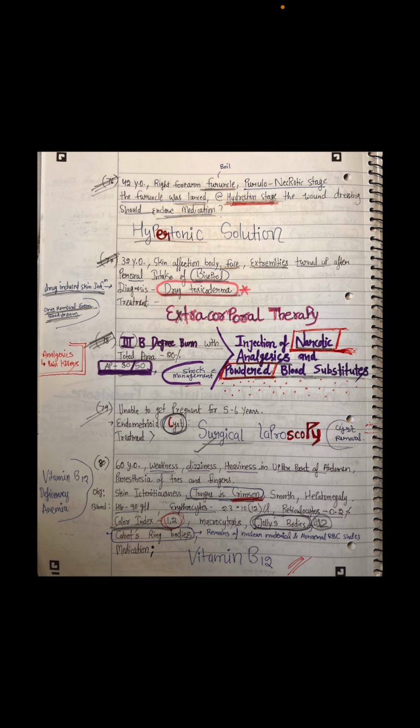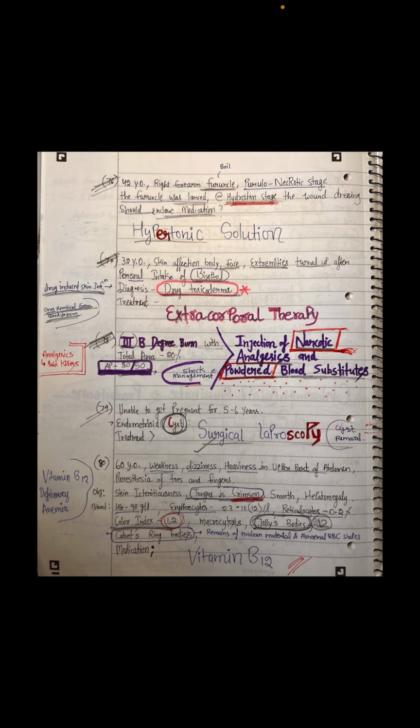So injection of narcotic analgesic, because the patient is in pain. With the third degree burn, it will be so painful. However, after the stage of third degree or more, the receptors will also burn. So the patient's pain will reduce in more severe cases of burn.